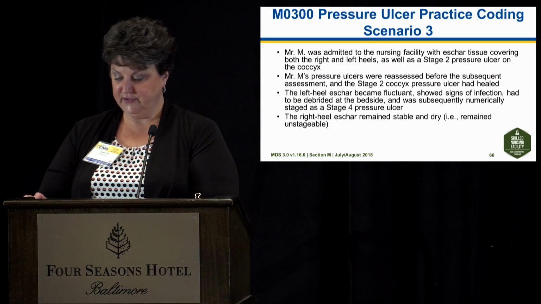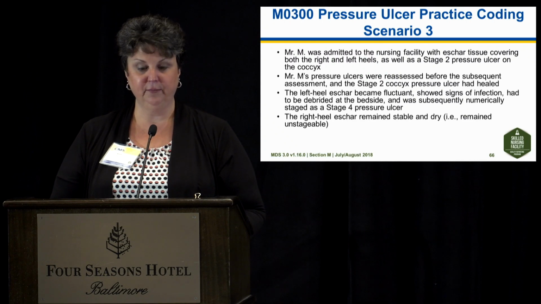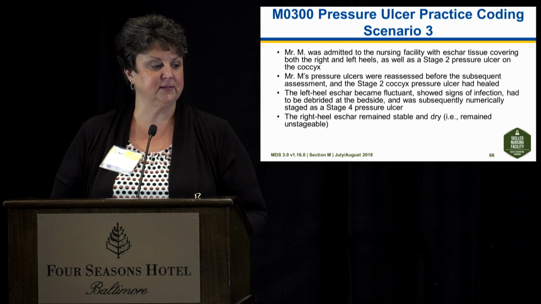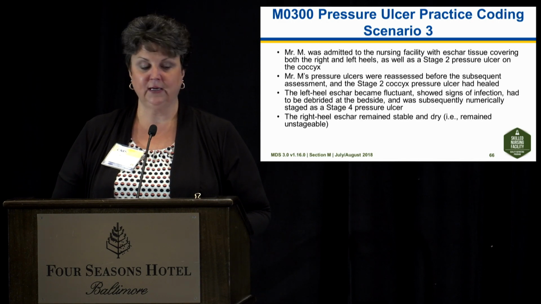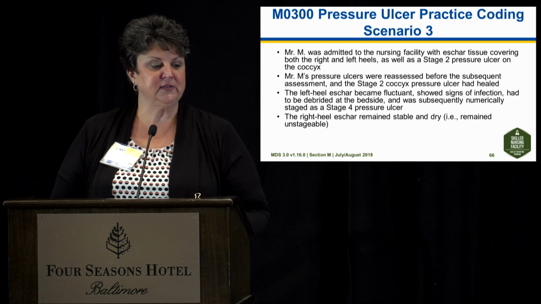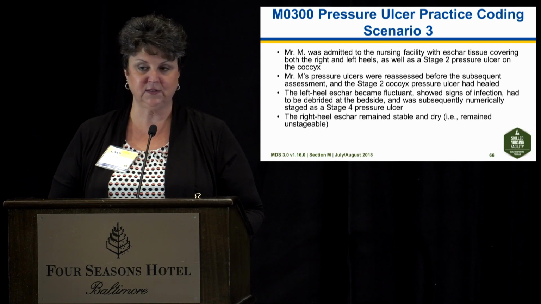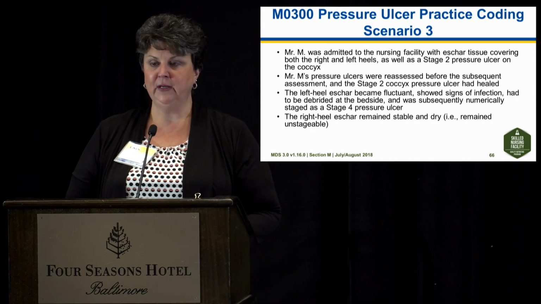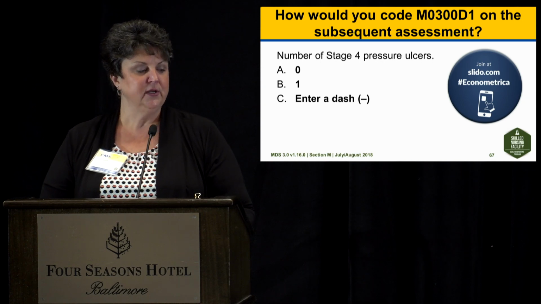Okay, next scenario. Mr. M was admitted to the nursing facility with eschar tissue covering both heels, as well as a stage 2 pressure ulcer on the coccyx. The pressure ulcers were reassessed before the subsequent assessment. The stage 2 on the coccyx had healed. The left heel eschar had become fluctuant and showed signs of infection, had to be debrided at the bedside, and was subsequently numerically staged as a stage 4. And the right heel eschar remained stable and dry, and it remained unstageable. So how many stage 4 pressure ulcers will you code?